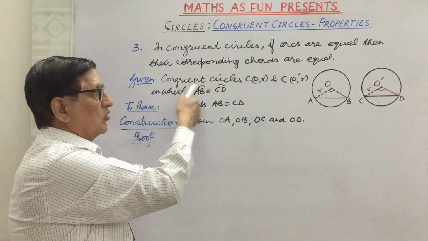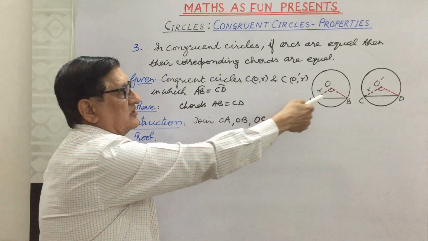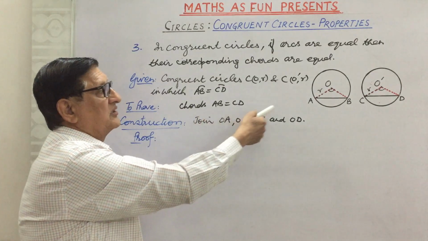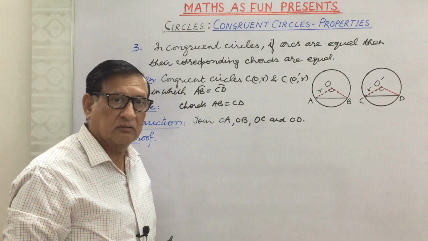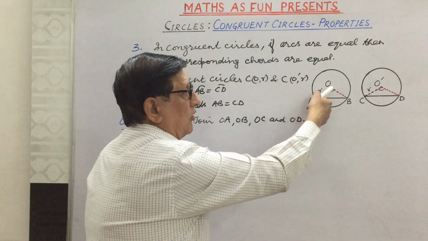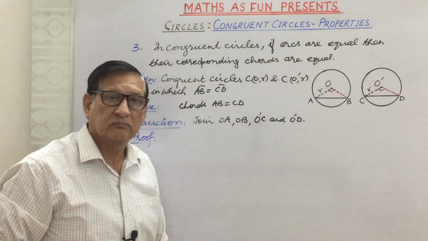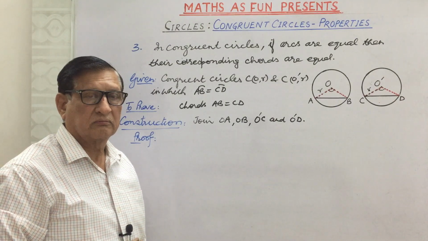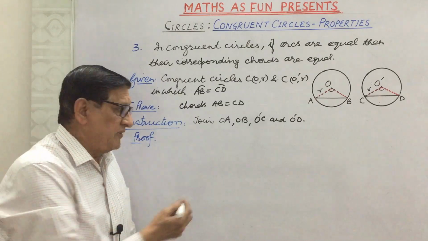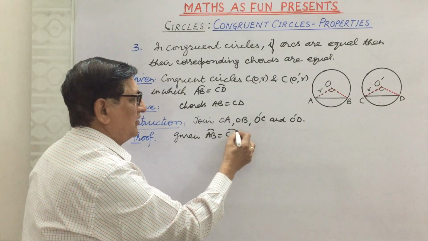So, given congruent circles C(O, R) and C(O dash, R), in which arc AB is equal to arc CD. To prove: chords AB and CD are equal, AB is equal to CD. What is the construction? There is some construction required. We join OA, OB, OC and OD. Now comes the proof. We have been given that arc AB is equal to arc CD.